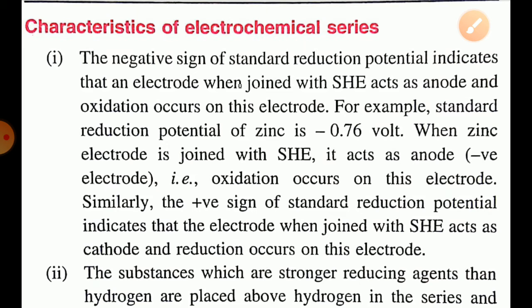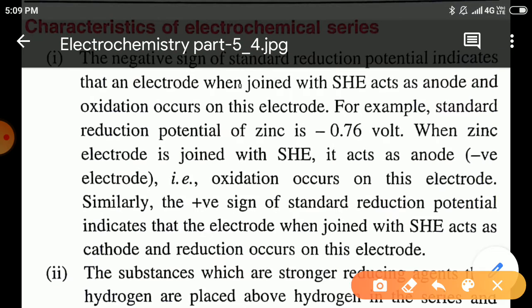For example, the standard reduction potential of zinc is -0.76 volt. When the zinc electrode is joined with a standard hydrogen electrode, it acts as anode. That is, oxidation occurs on this electrode. Similarly, a positive sign of standard reduction potential indicates the electrode, when joined with a standard hydrogen electrode, acts as cathode. Class, this you already know.